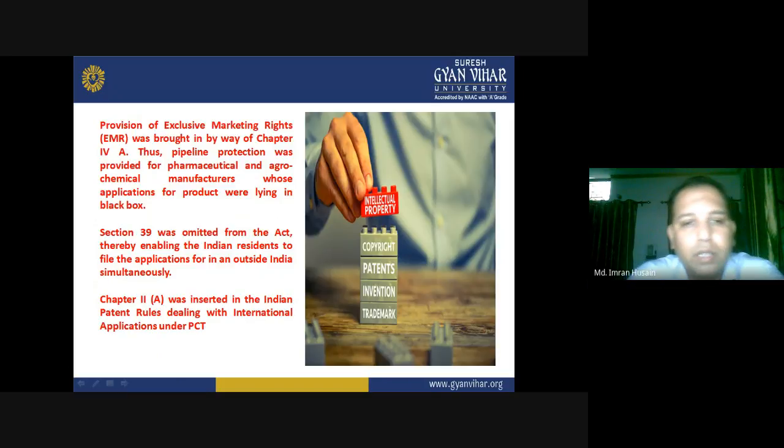Section 39 was omitted from the Act, thereby enabling Indian residents to file applications in and outside India simultaneously. Earlier, if people were not granted a patent in India, they would go and file their patent somewhere else outside the country. So this section was deleted, and in order to file a patent somewhere else, first we have to file the patent in India.